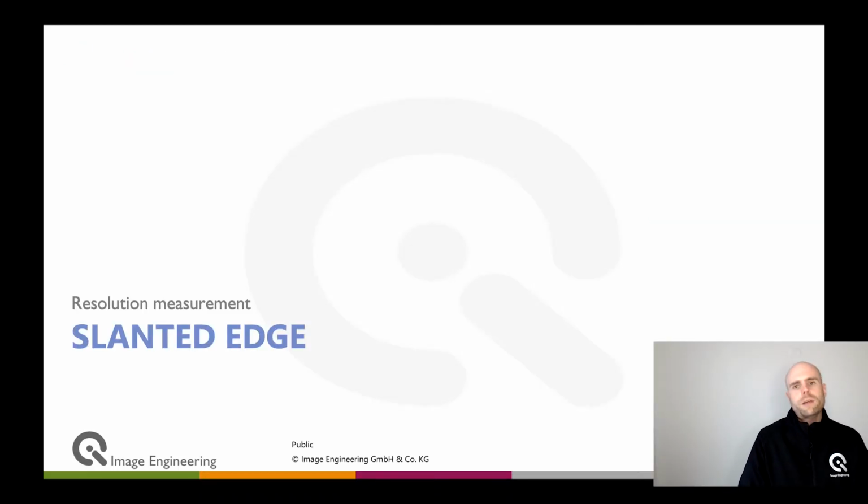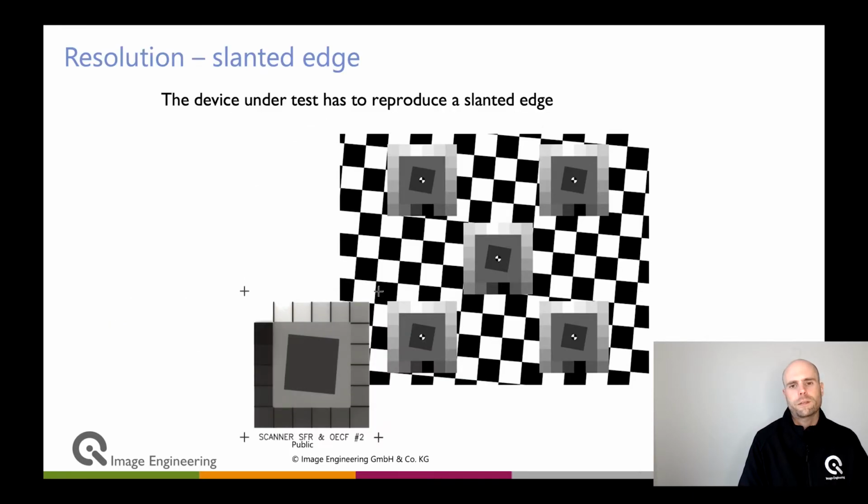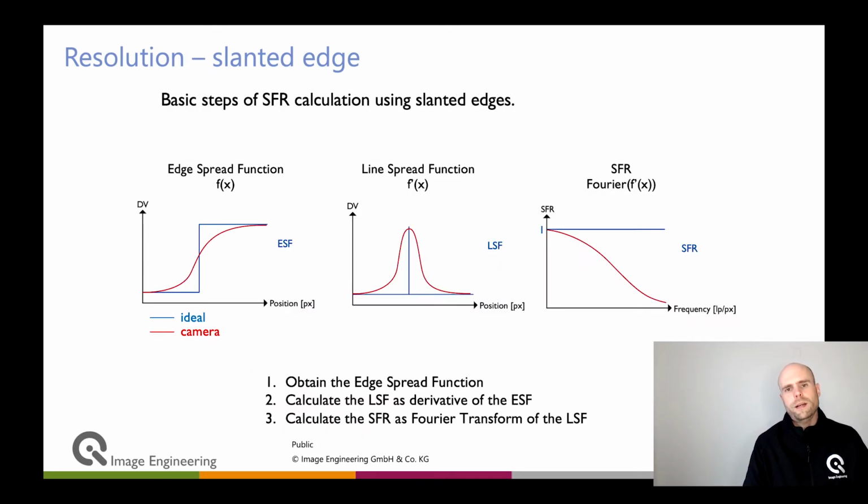Okay, another method that we have is the ESFR method. So that is the slanted edge method. It is relatively simple in terms of targets. You just need slanted edges in the target, and then you can analyze these. The core idea is that you first measure the edge spread function, drawn here in blue, the ideal.